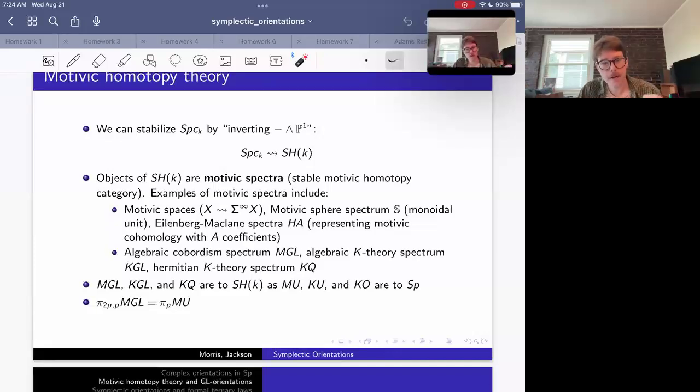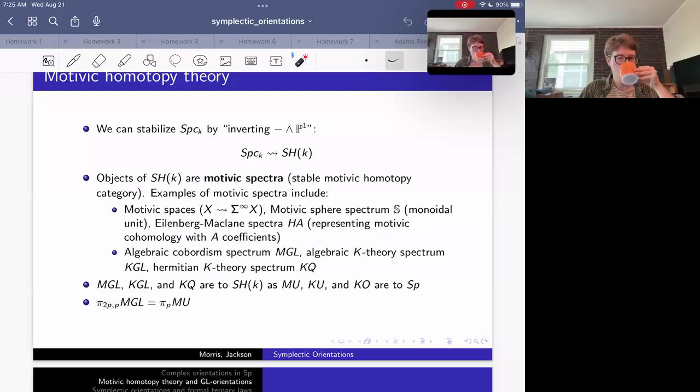So MGL and KGL and KQ are to this motivic category as MU, KU, and KO are to Sp. Any of the statements you want to make about these things in the classical category, if you wiggle them around enough, you can make the same statement in the category of motivic spectra. A really clear case is this bottom line that I've written here. If you look at the 2p homotopy groups of MGL, then you get the pth homotopy group of MU.